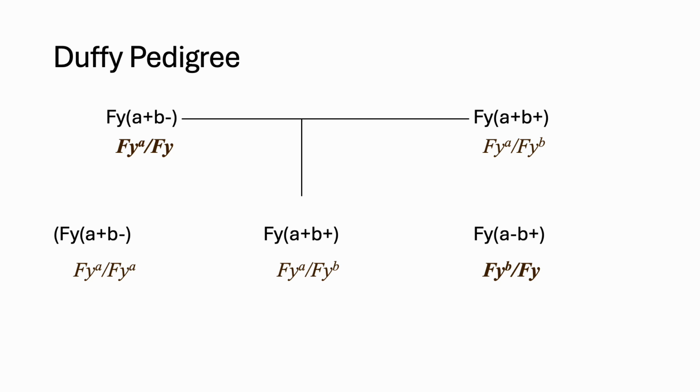So in this case, that first parent, the parent on the left, isn't FYA, FYA at all. They're actually FYA, FY. So the child is not FYB, FYB. They're FYB, FY. So because of the rare allele, it makes it possible that this person is the parent and, maybe not end up on Jerry Springer for this.